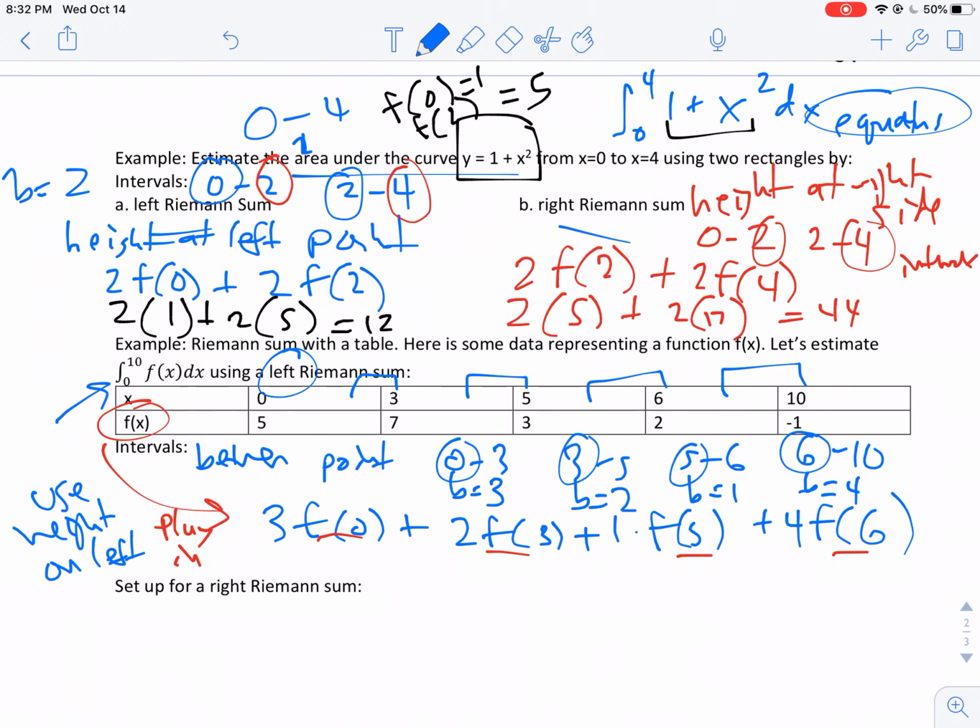So I'm going to just plug in from the table to actually help get these values of f right here. Okay, so when we do that, we're going to have 3 times 5, then we're going to have 2 times 7, and then we're going to have 1 times 3, and then we're going to have 4 times 2. Okay, that's 15, 14, 3, and 8. That worked out nicely. It's just 40.